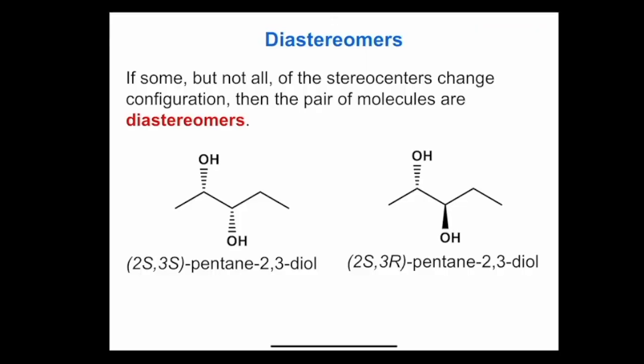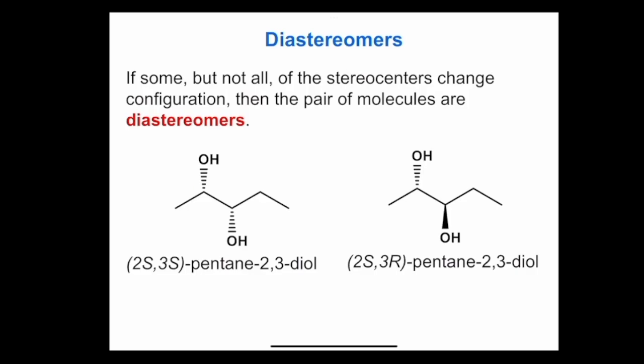Those are enantiomers. Special thing about enantiomers, there's only ever one enantiomer for any one molecule. There's only one perfect mirror image, okay? That's your mirror twin. Diastereomers is the name we use for all other stereoisomers. Anything that is a stereoisomer but not a perfect mirror image, we call a diastereomer.